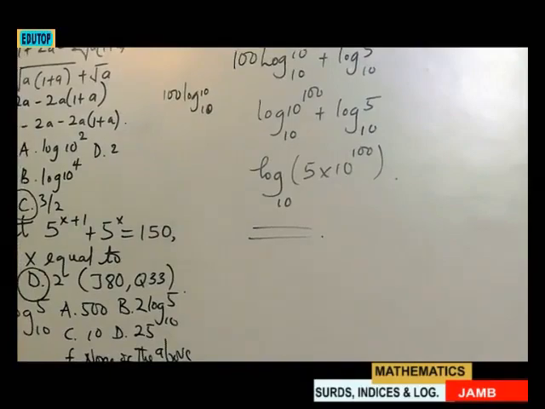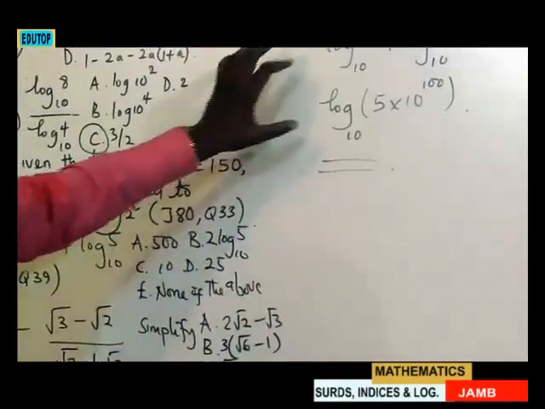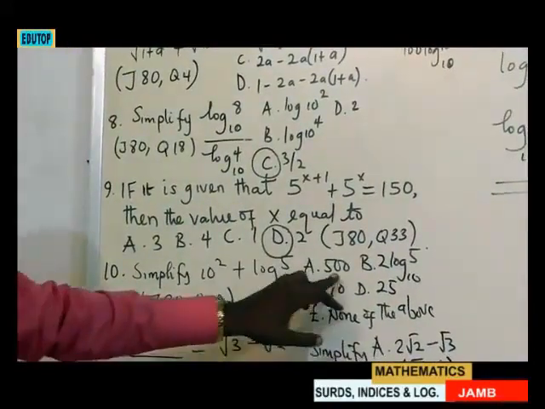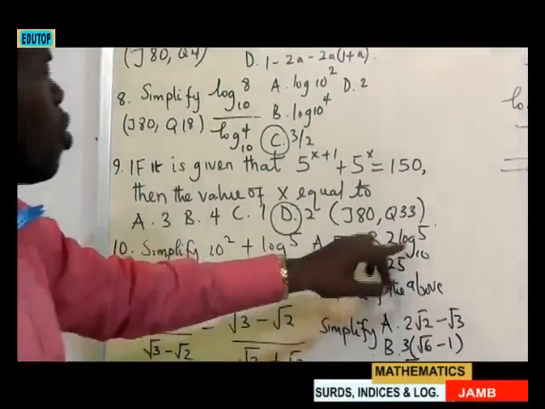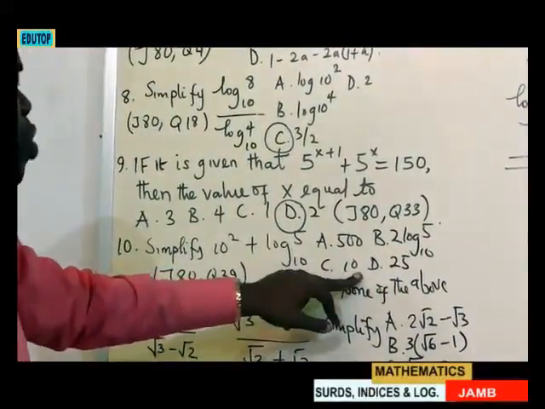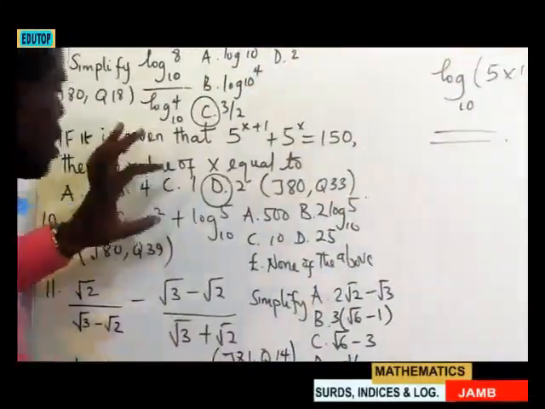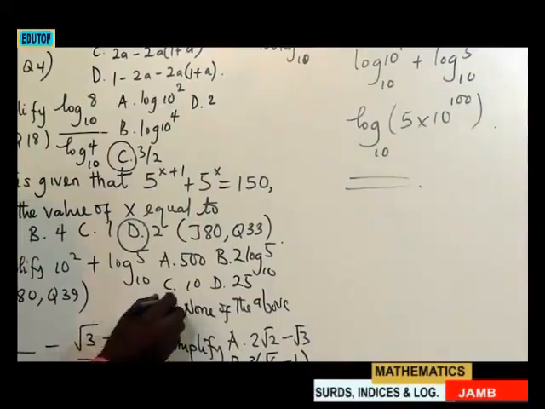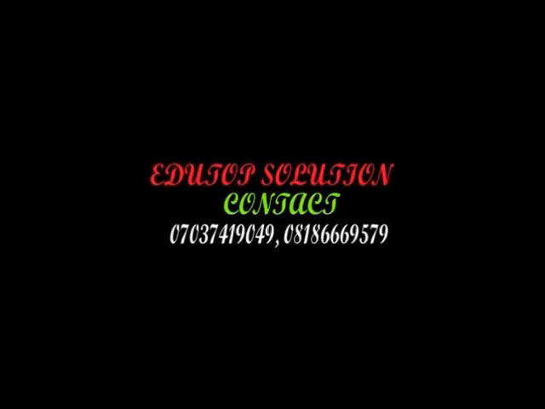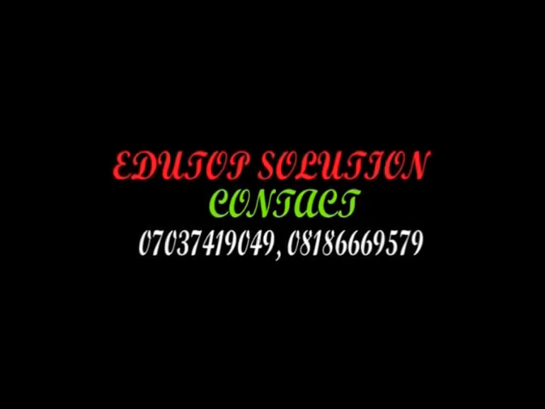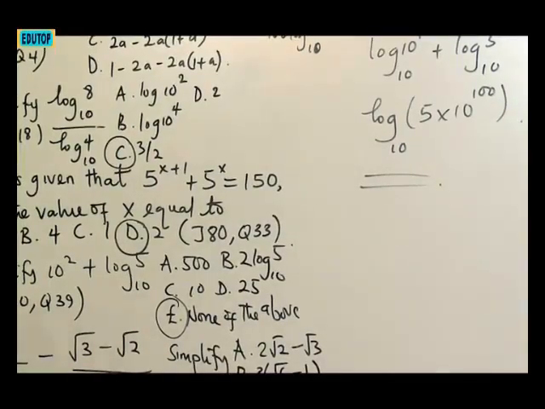So when you go to your options, you don't have a particular expression for this, because this is the simplified form of what we have. So let's go to our options. Option A is 500. No. Option B is 2 log 5 is 10. No. Option C is 10. No. Option D is 25. No. Option E, none of the above. So since this cannot be found in options A to D, then the answer will definitely be none of the above, which is E.